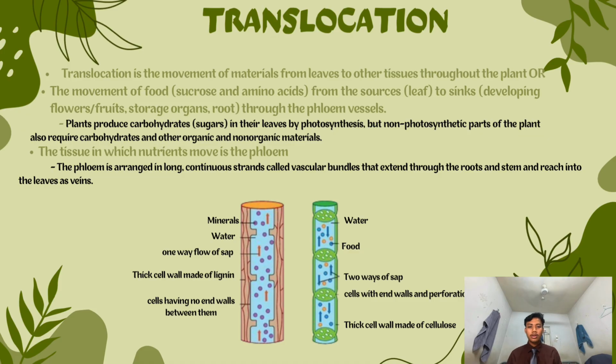Now, I will present about translocation. What is translocation? Translocation is the movement of material from the leaf to other tissue through the plant. It is the movement of food from the source to developing fruit, flowers, and storage organs such as roots through the phloem vessels. The tissue in which nutrients move is the phloem.